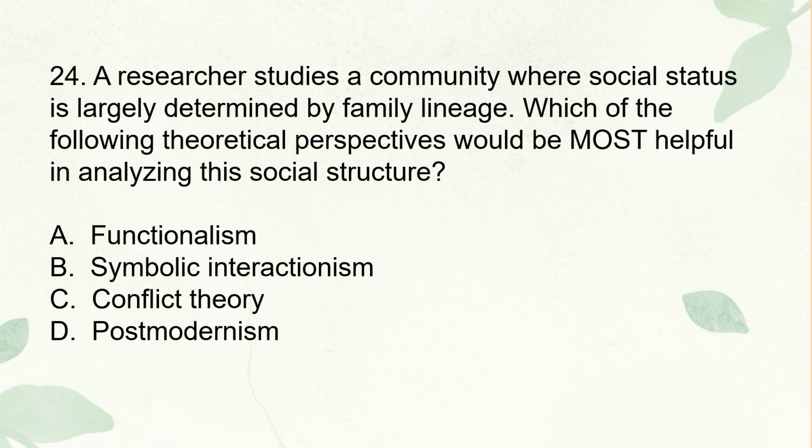Number 24. A researcher studies a community where social status is largely determined by family lineage. Which of the following theoretical perspectives would be most helpful in analyzing this social structure? Letter A, functionalism. Letter B, symbolic interactionism. Letter C, conflict theory. Or letter D, postmodernism.